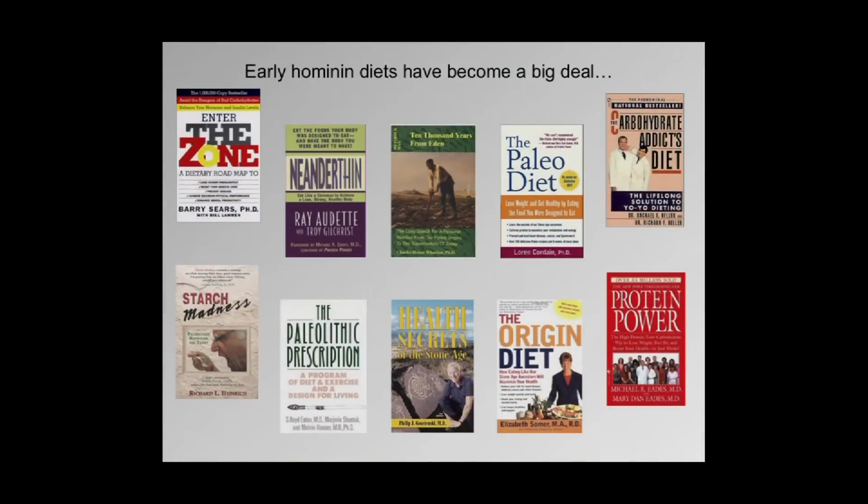There are other reasons that we look at diet of early hominins. These and many other books have sold millions and millions of copies. A lot of people believe that there's a discordance between what we eat today and what our ancestors evolved to eat, and that is why we have so many of the chronic degenerative diseases we have, obesity and so forth.